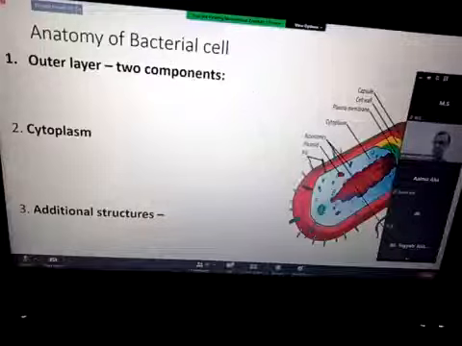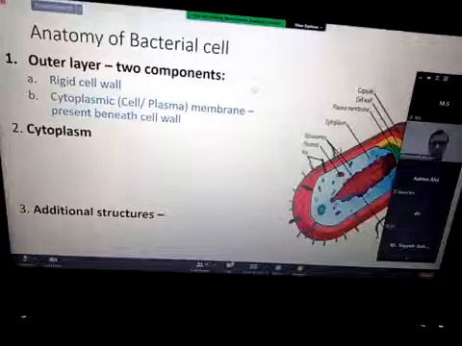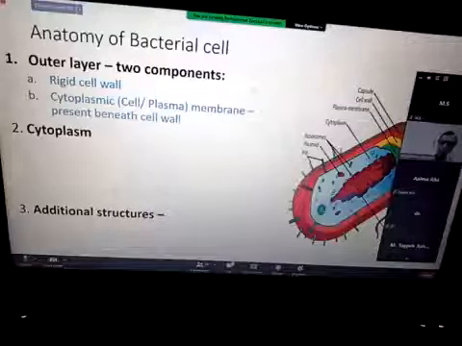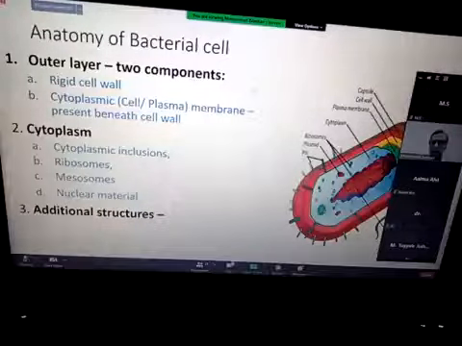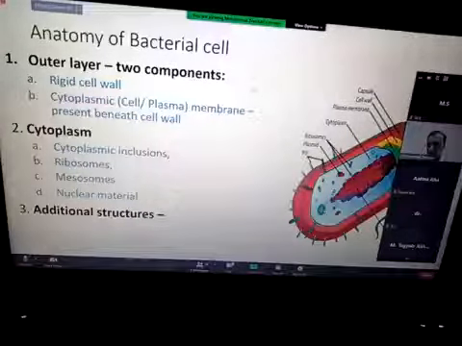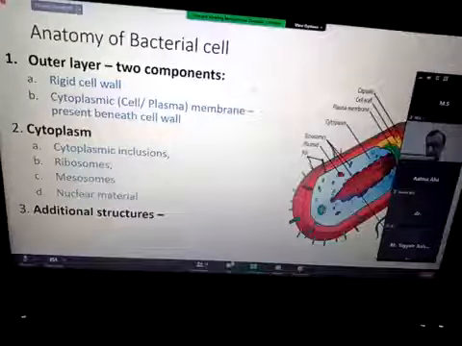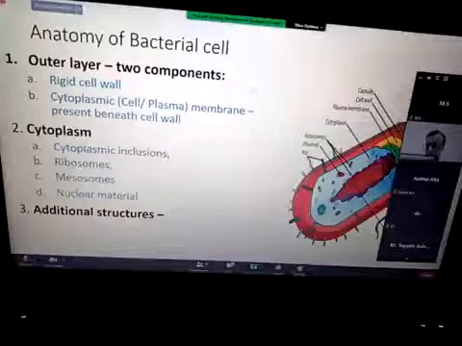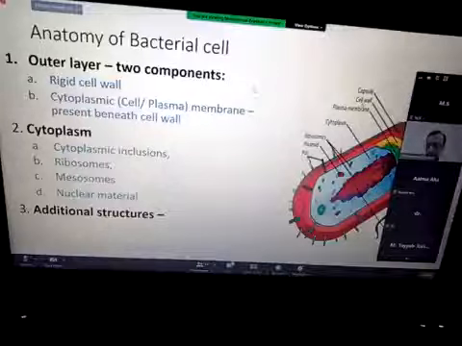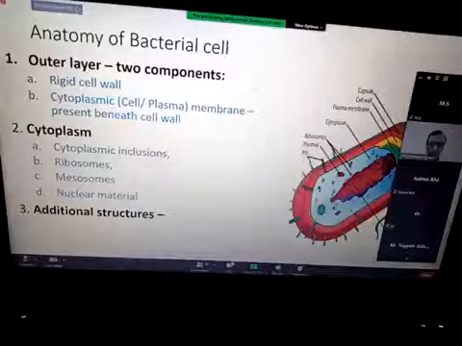The outer layer has two components basically, the rigid cell wall and the plasma membrane, which is just beneath the cell wall. And the fluid portion, which we call cytoplasm, has different inclusions: ribosomes, mesosomes, nuclear material. So if you see, this is the outer layer which includes the cell wall. I'll ignore the capsule for the time being, but here are the cell wall, the plasma membrane or cell membrane, and this is the cytoplasm.